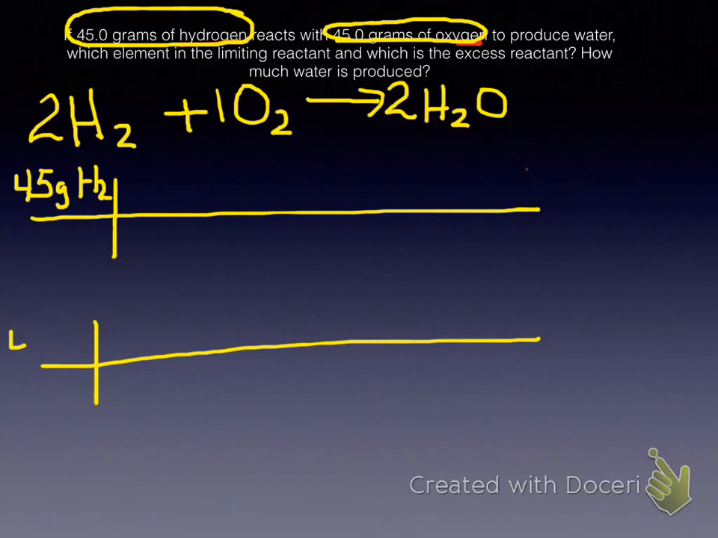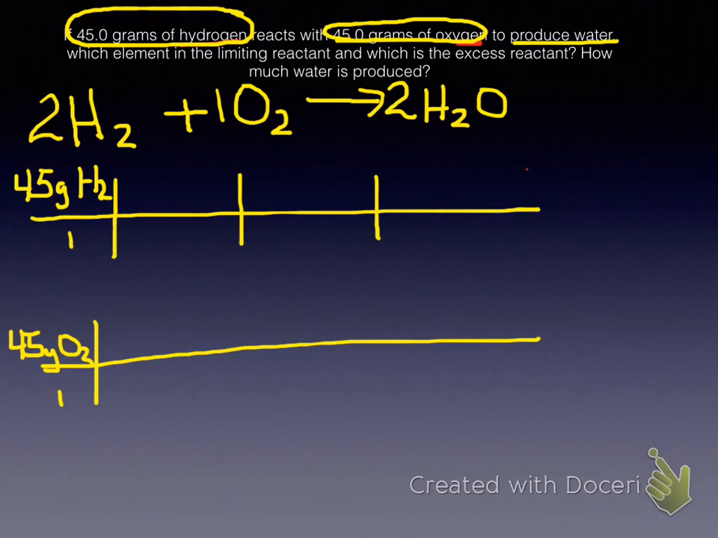One of them I'm going to start with 45 grams of oxygen. Now, in both cases, my unknown is water. I want to know how much water is being produced. So I'm going from grams to grams. It's going to be a 3-step problem here. And I'm going from grams of hydrogen, and I'm going to get to grams of water.